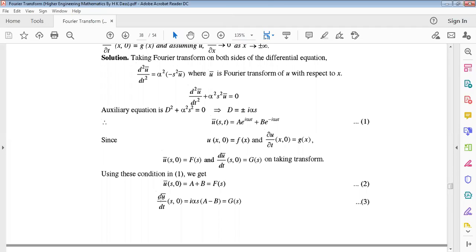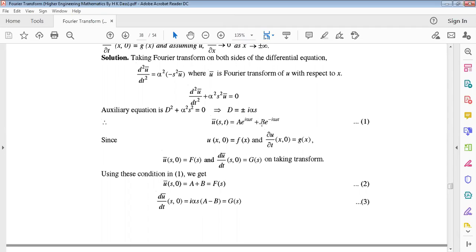Actually this is the first differentiation of u bar with respect to time t. Using the e to the power x formula, we just multiply with the coefficient of t, which is i alpha s.